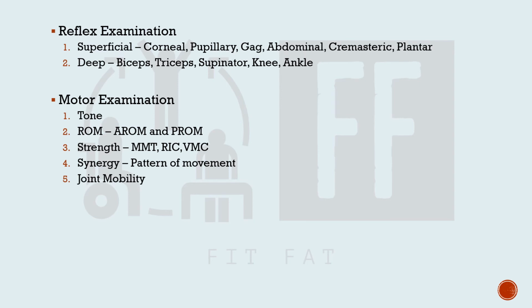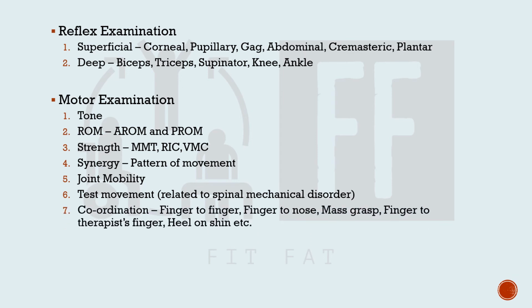Okay, so now there is joint mobility. You can check this under motor examination. Then will come your test movement. It is basically the McKenzie concept and related to spinal mechanical disorder. Then coordination. Under this, you have to check the coordination of the patient, which includes the finger to finger test, finger to nose, Mars grasp, finger to therapist's finger, heel on shin, etc. There are lots of things you can check on coordination, and I'm going to make a further detailed video on this, but for now you can check all this, and also check the Sullivan book for further details.